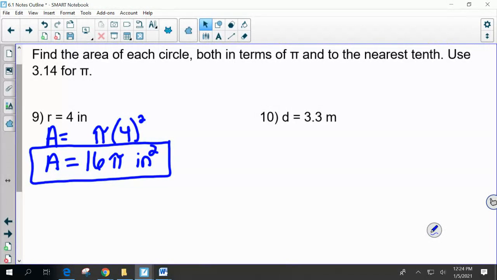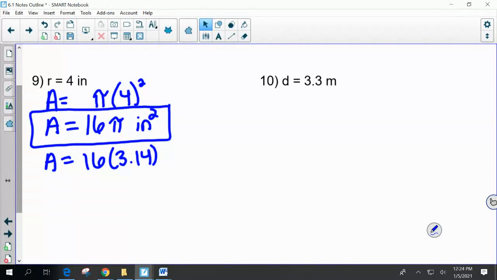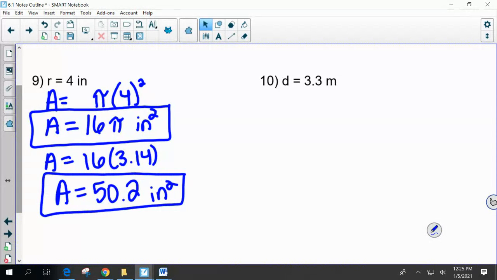And then I'm going to take pi and substitute 3.14. So 16 times 3.14 equals 50.2. 50.2 inches squared. Okay, number 10, I have d equals 3.3 m. So I have to divide 3.3 by 2. So my radius equals 1.6, or you can bump it up to 1.7.